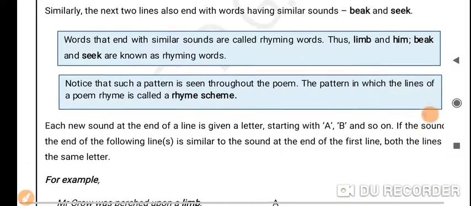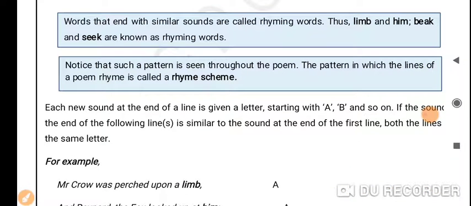How do we decide, or how do we note down, a rhyme scheme of a poem? For each new sound at the end of the line, we give them a letter. For each new sound, we give them a letter starting with A, then B, and so on. If the sounds at the end of the following lines are similar to the sounds at the end of the first line, both the lines have the same letter.